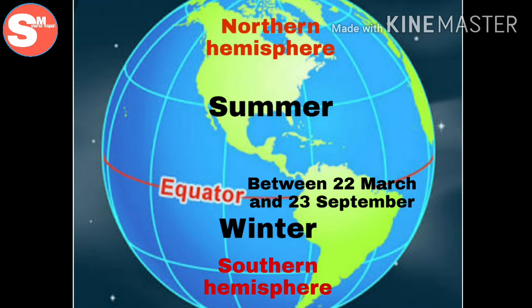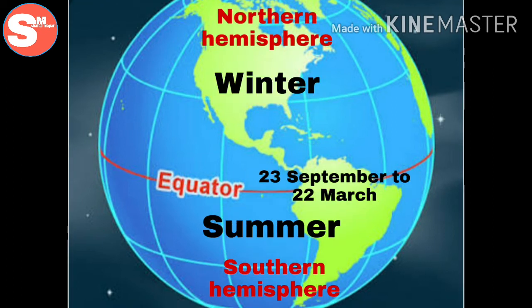However, during this same period in the southern hemisphere, the nights are longer than the days. The Earth gets less heat in these parts and therefore it is winter in the southern hemisphere. In the period from 23rd September to 22nd March, the days are longer than the nights in the southern hemisphere. It gets more heat and it is summer there.